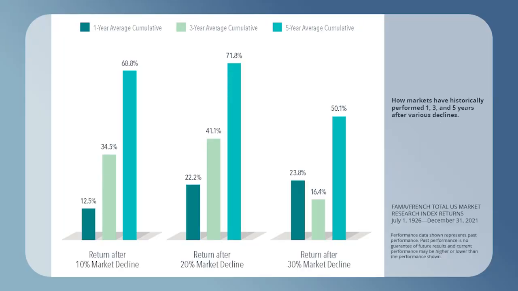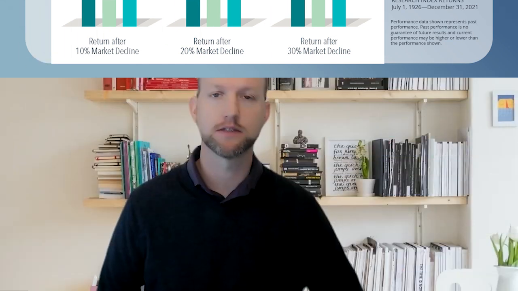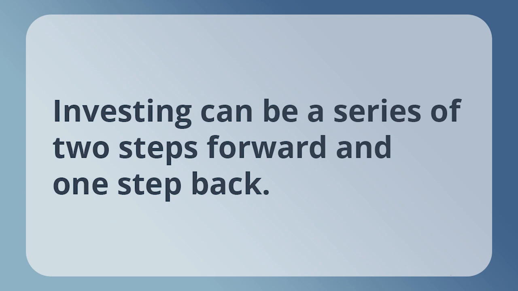Now let's look at returns after various market declines. Here we can see how markets historically performed 1, 3, and 5 years after declines of 10, 20, and 30%. Focusing in on the 20% threshold, we find that on average, after this level of decline, markets historically tend to advance 40 to 70% total during the ensuing 3 and 5 year periods. Now, importantly, keep in mind the measurement of these past results started after the various percent declines listed. Investing can be a series of 2 steps forward and 1 step back.